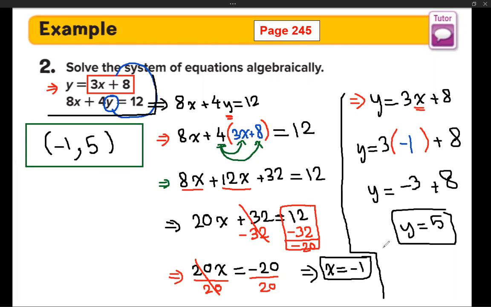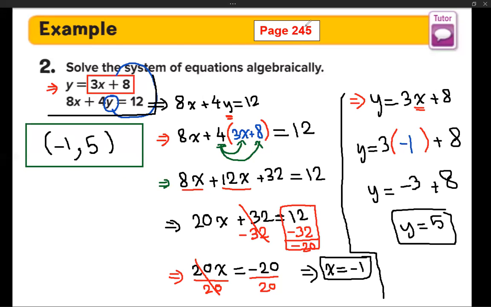Okay, let's check now that our answer is correct. For checking, I'll just keep it for you. You need to just take these two values and substitute them in any of the equations, and you get an identity. Okay, if you get an identity, then your solution is right.